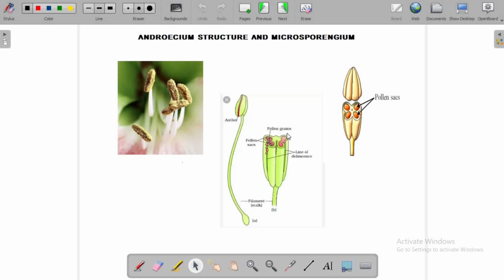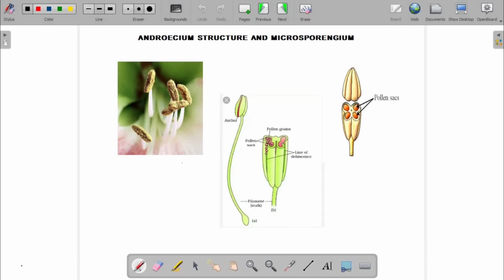That means two theca in each lobe, consisting of four thecas together. This diagram is showing the transverse section of an anther, where you can see the pollen sac, or you can say sac-like structures present in them. These sac-like structures are where pollen formation or male gamete formation takes place. That's why we call the sac-like structures microsporangium.